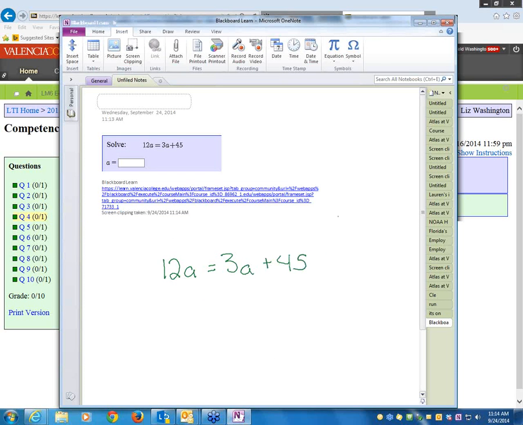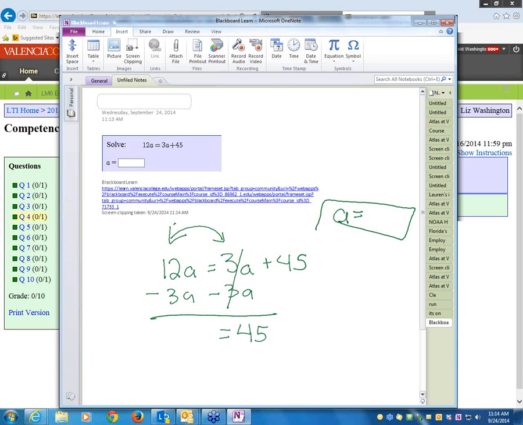Again, in order to solve, I want my variable to be all by itself on one side of the equation. This time, I have variables on both sides. It doesn't matter which side you put the variables on. I'm a creature of habit. I like my variables on the left-hand side because I want my answer to read the letter equals everything else. So I'm going to move 3a to the left side by doing the opposite, which is minus 3a. This cancels it from the right side, which is what I want, so I'm only left with a 45 on the right-hand side. And 12a minus 3a is actually going to give me 9a.